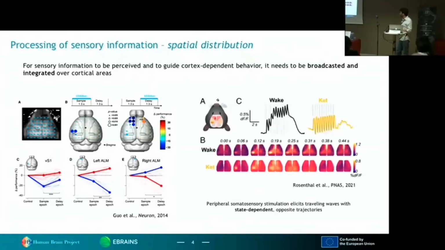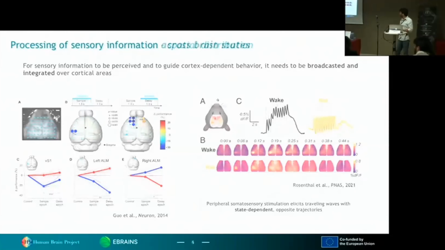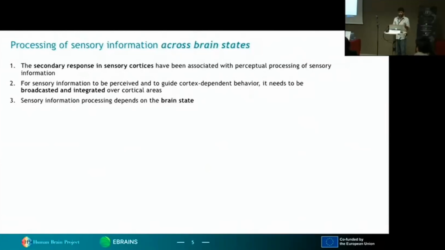And the last example is this paper from Rosenthal and collaborators, in which they observed that the propagation of the sensory evoked stimulus, the representation in the cortex, the direction of this propagation is state dependent. And they observed that in the wake state and under ketamine anesthesia, the direction of the propagation among the cortical areas is different. So summarizing, there are temporal and spatial features that are brain state dependent for the processing of the sensory information at cortical level.